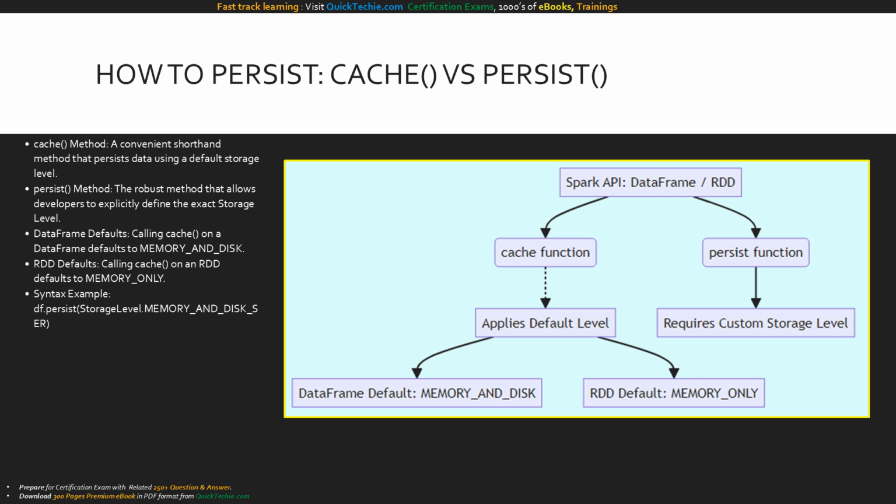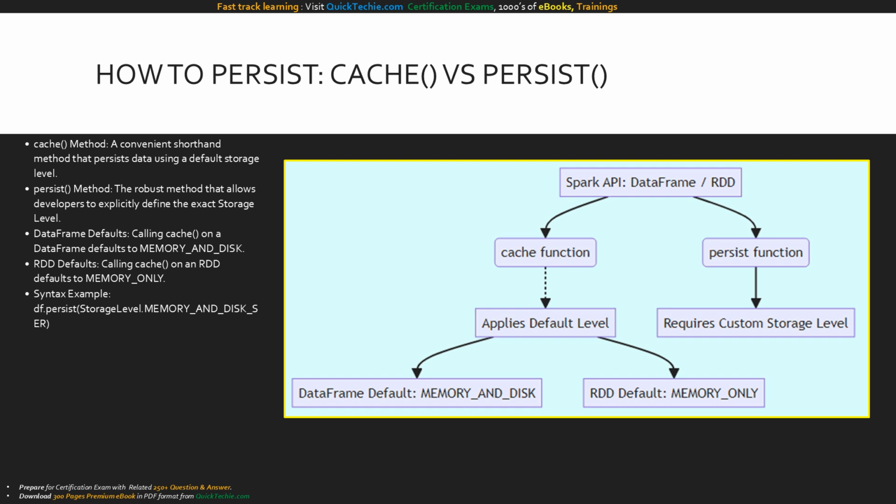Simply writing df.cache in your script does not put anything in memory. You must trigger a physical action like df.count or writing to a file to actually materialize that cache across the executor network. This diagram provides a clear mental map of the relationship between our two persistence commands.